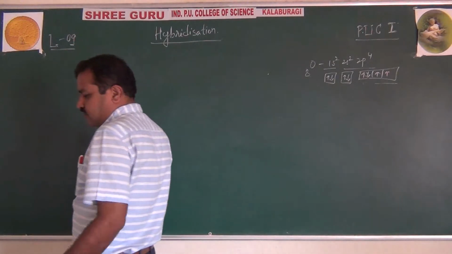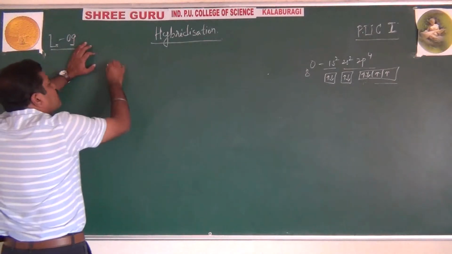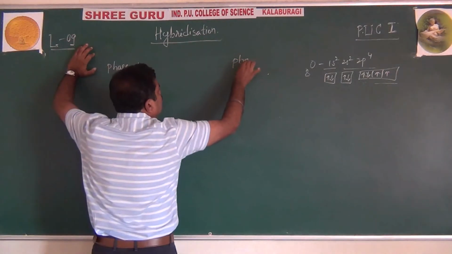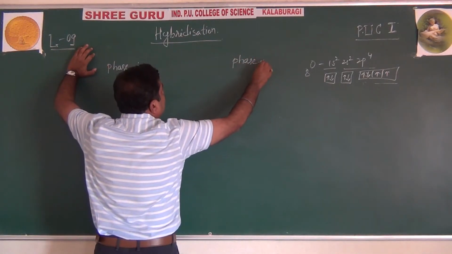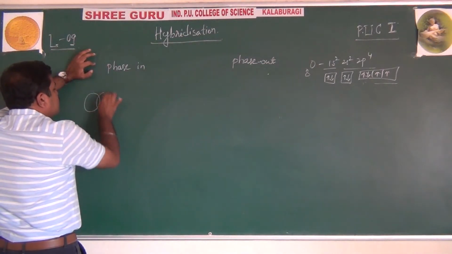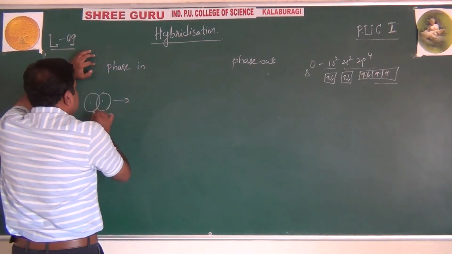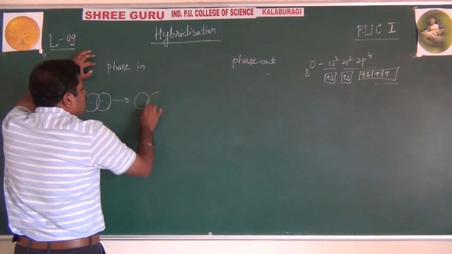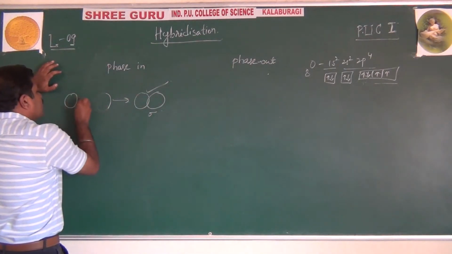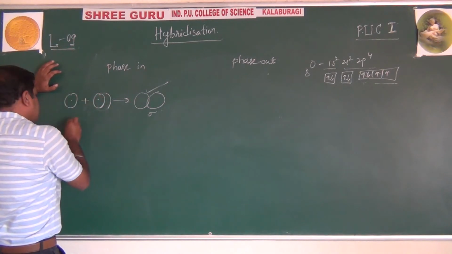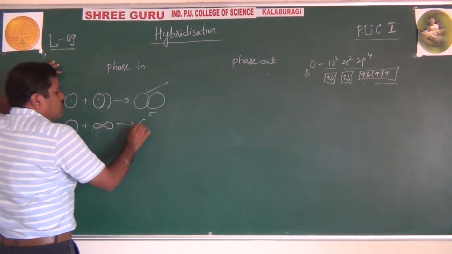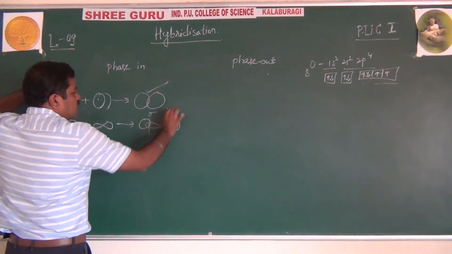Now coming to hybridization. Before hybridization, some things you have to remember: phase in and phase out, meaning the condition for orbital overlap. Phase in means when two s and s orbitals overlap, this will form a sigma bond. Sigma is possible. Then one s and one p overlap is also possible. This is also phase in.